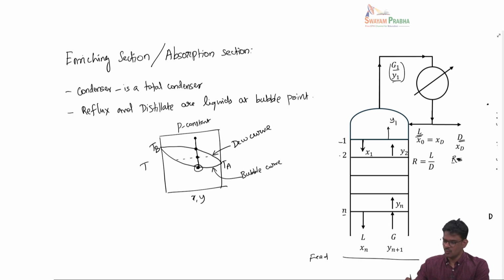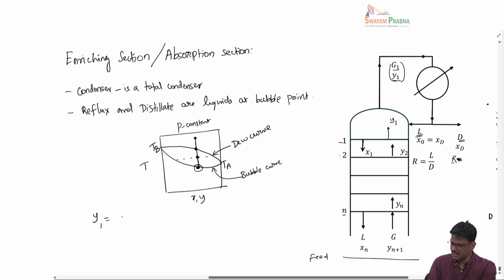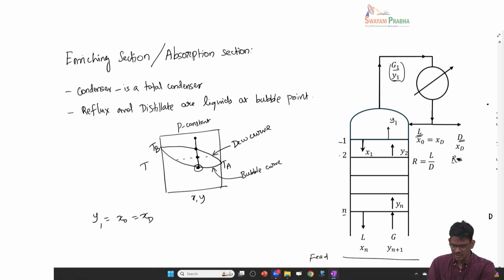So in this, Y1, X0 and XD, they are all the same, because I have come from a saturated vapor all the way to the saturated liquid without changing the composition. So this is what I mean by total condenser. So what would be a partial condenser? A partial condenser would be somewhere where you stop the cooling point here, and then you draw the liquid corresponding to this temperature, and then vapor corresponding to this temperature, but the composition of the vapor and liquid are different here, and this condition is not valid anymore.